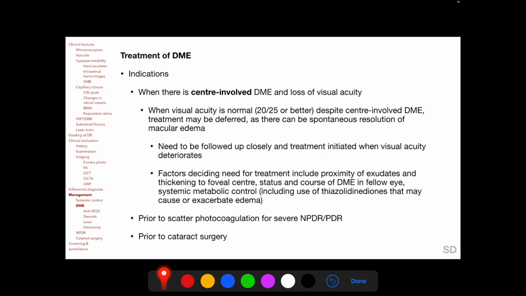Factors deciding need for treatment also include proximity of exudates and thickening to foveal center, status and course of DME in the fellow eye, and systemic metabolic control. Treatment for DME is also indicated prior to scatter photocoagulation for severe NPDR and PDR and prior to cataract surgery, because both scatter photocoagulation and cataract surgery are known to worsen diabetic macular edema.